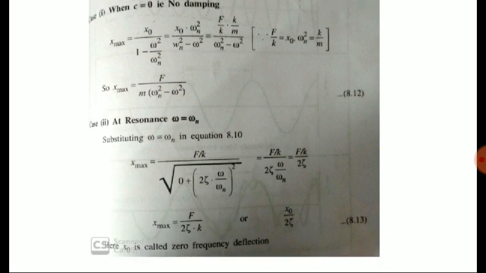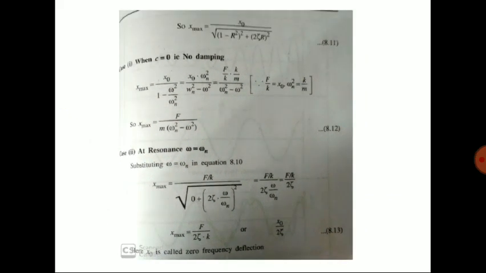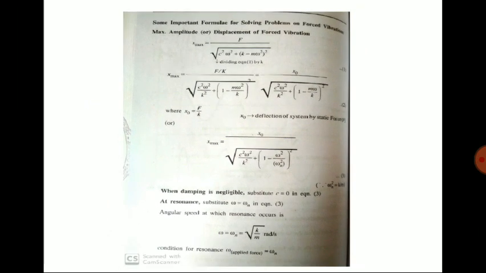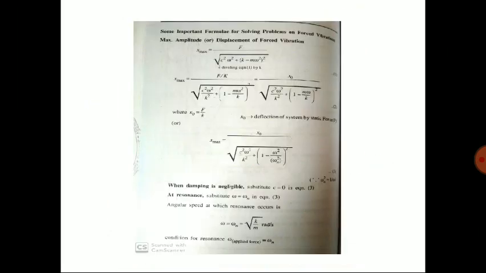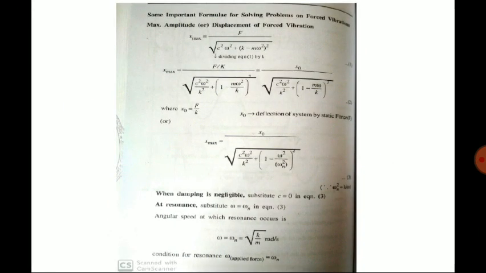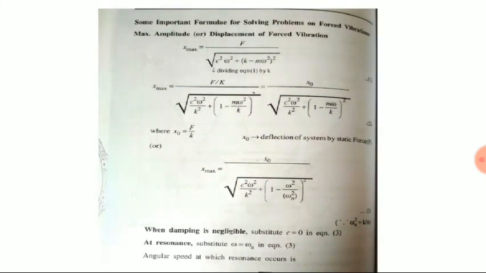So finally x max is equal to F by 2 theta k. Clear? So this is the case of resonance. Then we are moving to some important formulas here. These are the main formulas you have to use in problems.